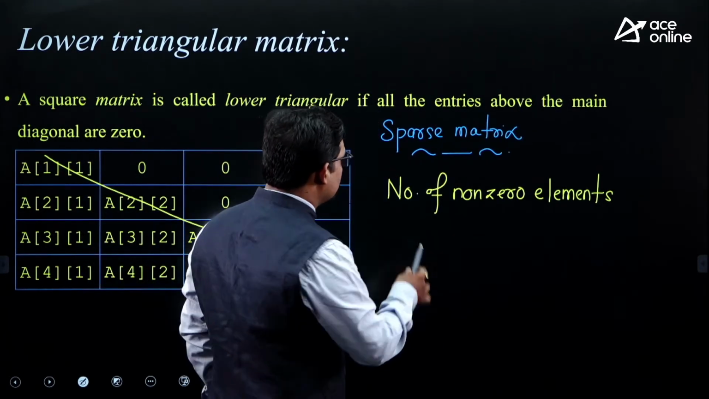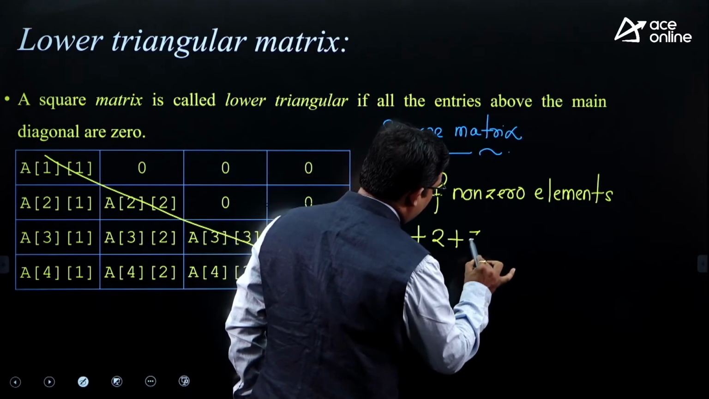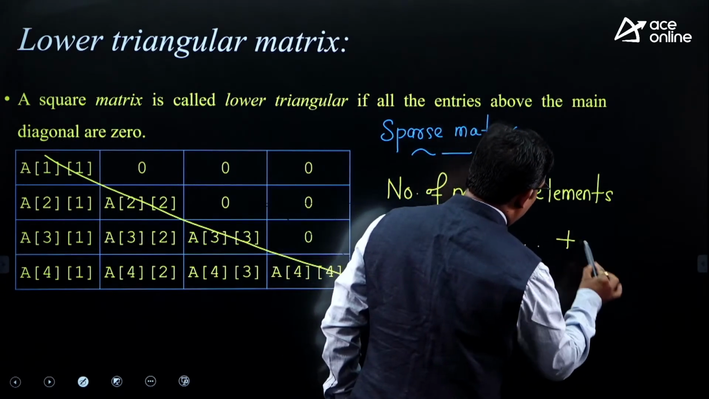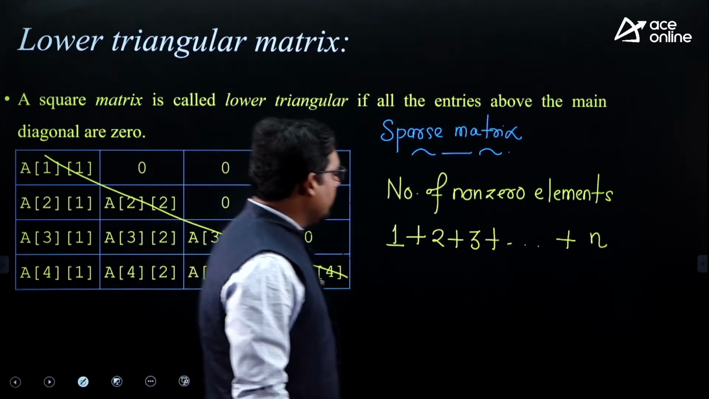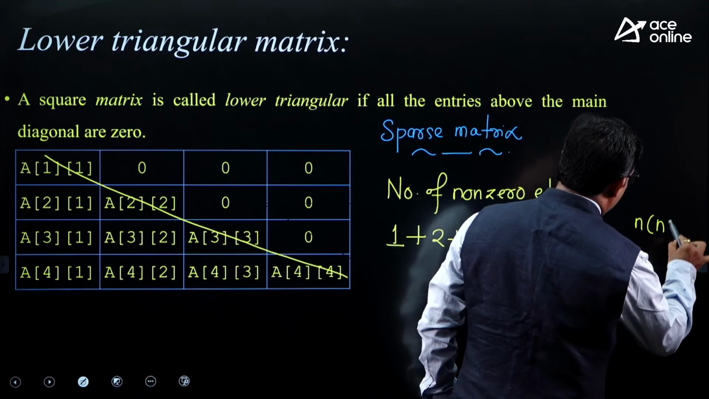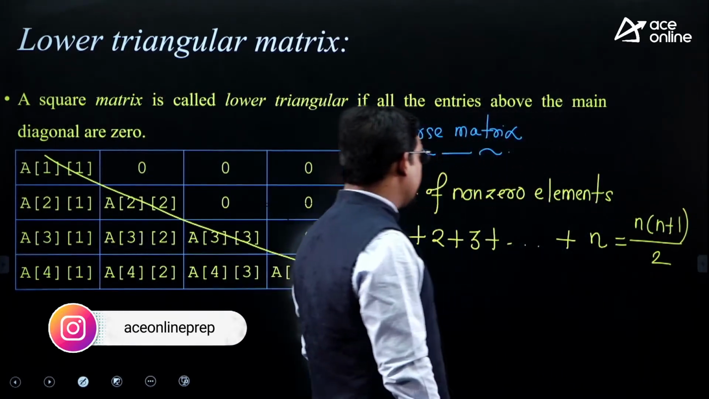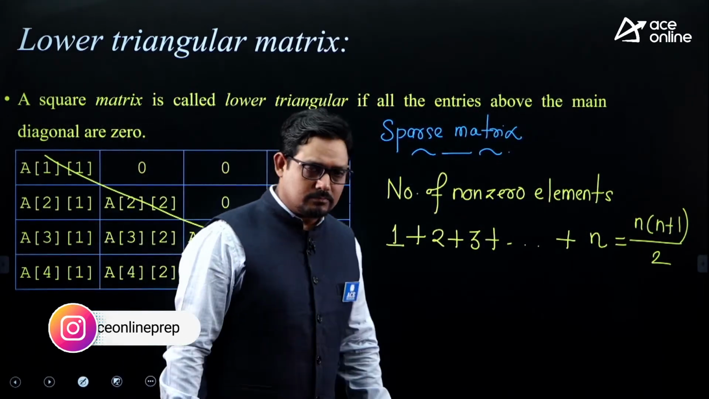The number of non-zero elements in this case will be 1 plus 2 plus 3, and up to this value for n equal to 4. For generalization, it will be n into n plus 1 divided by 2. So this is the number of non-zero elements.